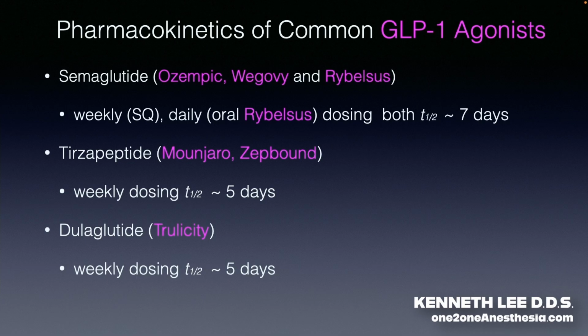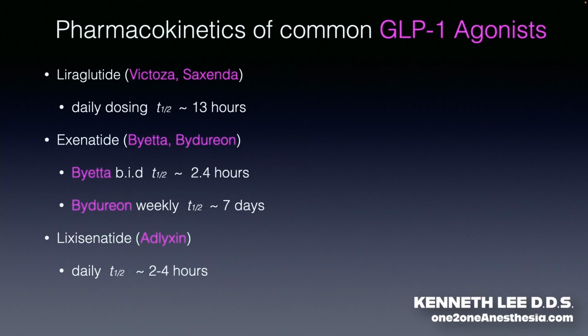Some of these have weekly dosing, some of them have daily dosing. The names of the drug will change based on this dosing, but the generic form is still the same, even though the drug name changes. Liraglutide comes in Victoza and Saxenda. Exenatide comes as Byetta or Bydureon, and lixisenatide is also known as Adlyxin.